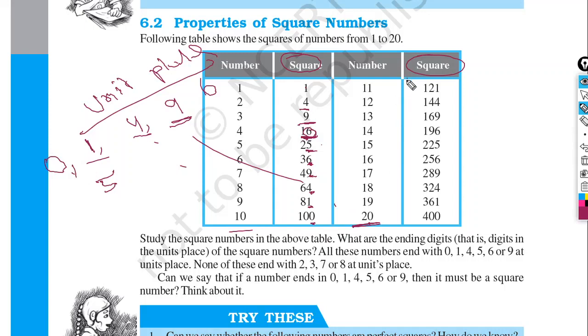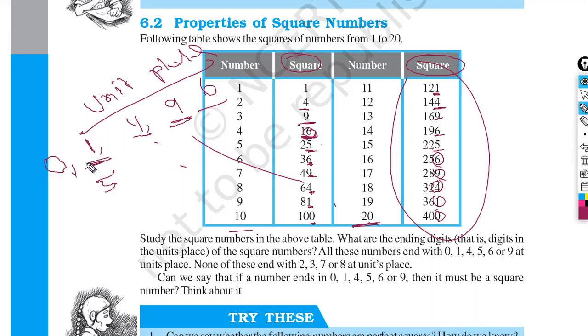So again you come to this place. Again, we are just looking at the unit place. 1, we have already written 1. No need to write. 4 already written. 9 written. 6 written. 5 is also written. 6, we have already written 6. 9, 4, 1, 0, all we have already written.